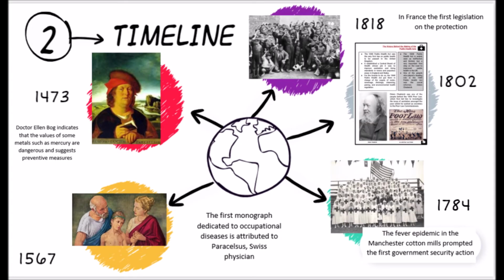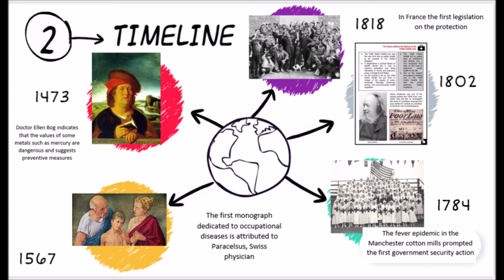In 1473, Dr. Rollenbach indicated that the vapors of some metals such as mercury are dangerous, and so the preventive measure. In 1567, the first monograph dedicated to occupational diseases is attributed to Paracelsus, a Swiss physician. In 1567, the fever epidemic in the Manchester cotton mills prompted the first government security action.